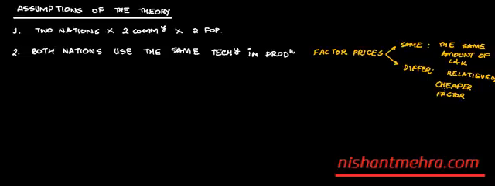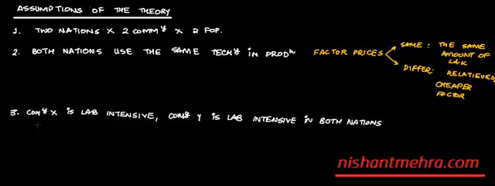So this is another assumption which you have. Commodity X is labor intensive and commodity Y is capital intensive in both nations. So that's one thing which we are assuming here again, that commodity X is labor intensive and commodity Y is capital intensive in both nations.